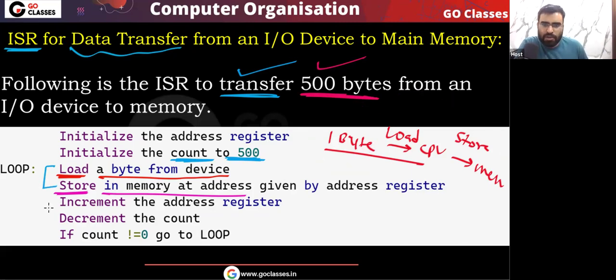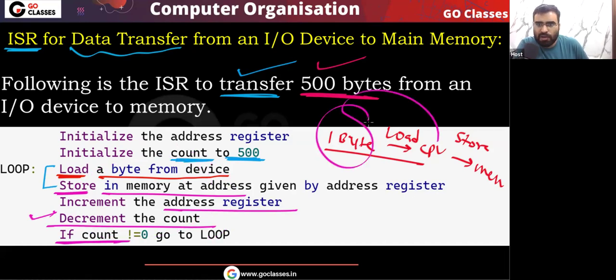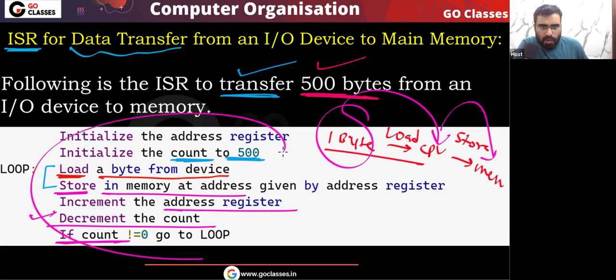After transferring one byte to the main memory, what will we do? We will increase the address register. We will decrease the count. If the count is not zero, then we will send the next byte. The next byte will go to the CPU, the CPU will load the next byte, and then the CPU will store the next byte. So ultimately, this is what will happen. Is this clear? Please tell me, is the concept of ISR clear?